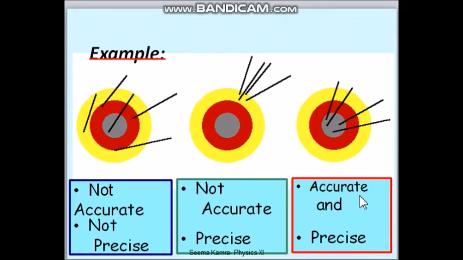Okay, so my last conclusion is accurate means near the true value and precise means near each other. Whatever measurements we have done, are they near each other?